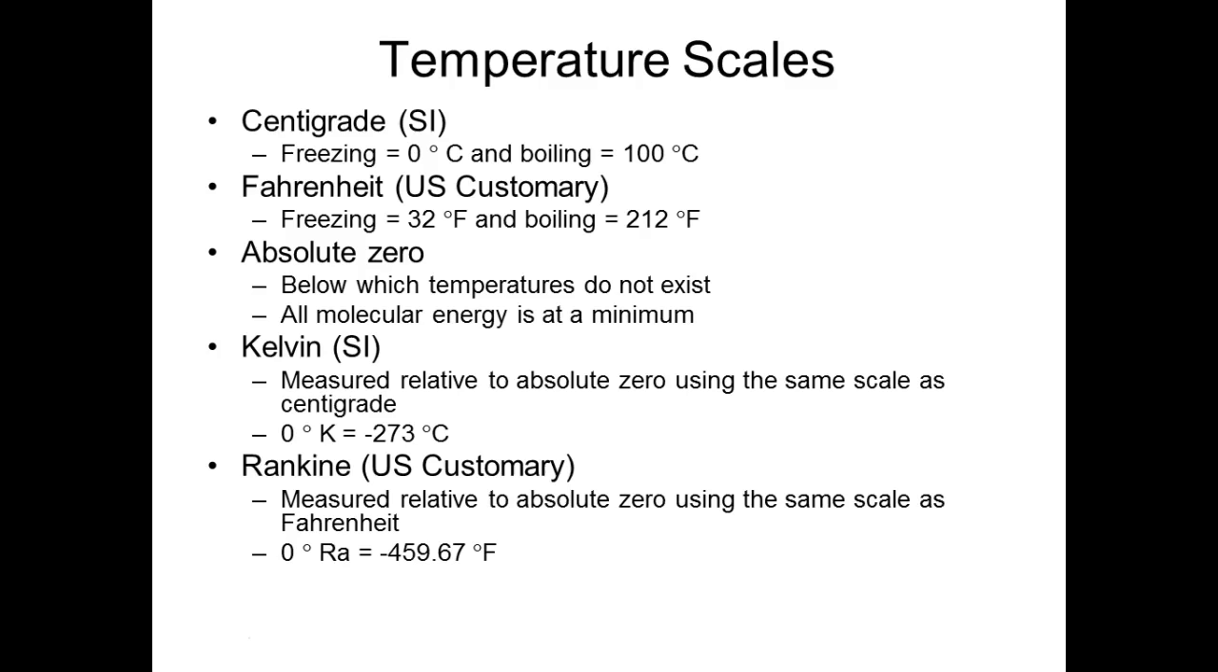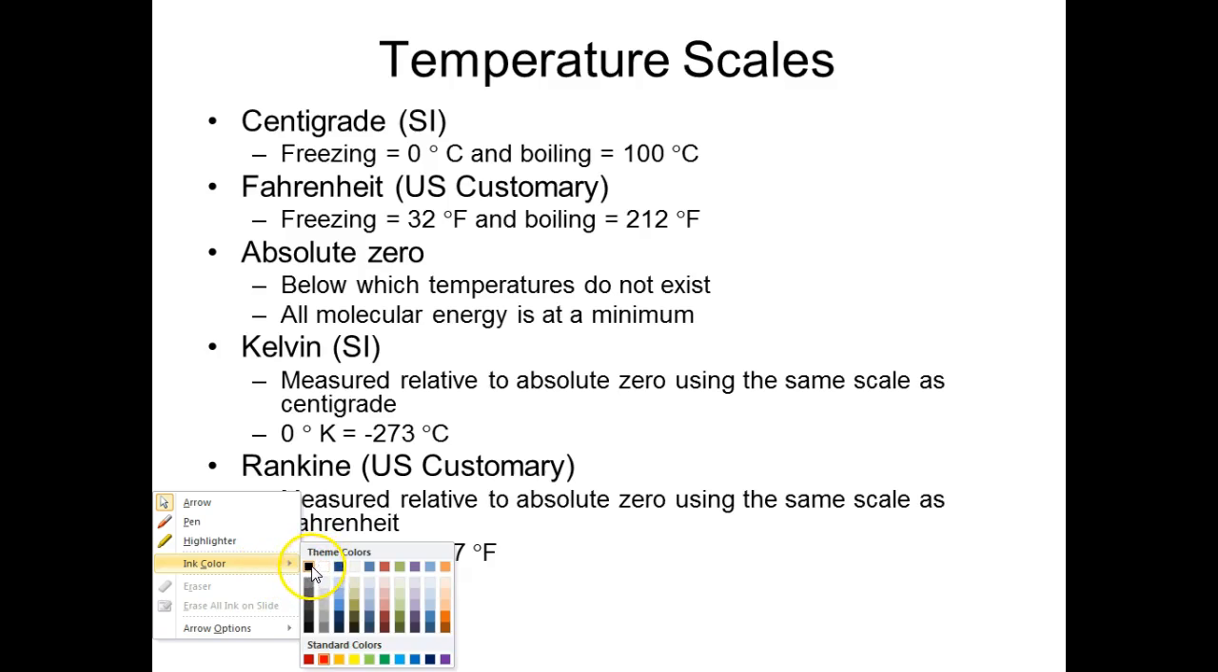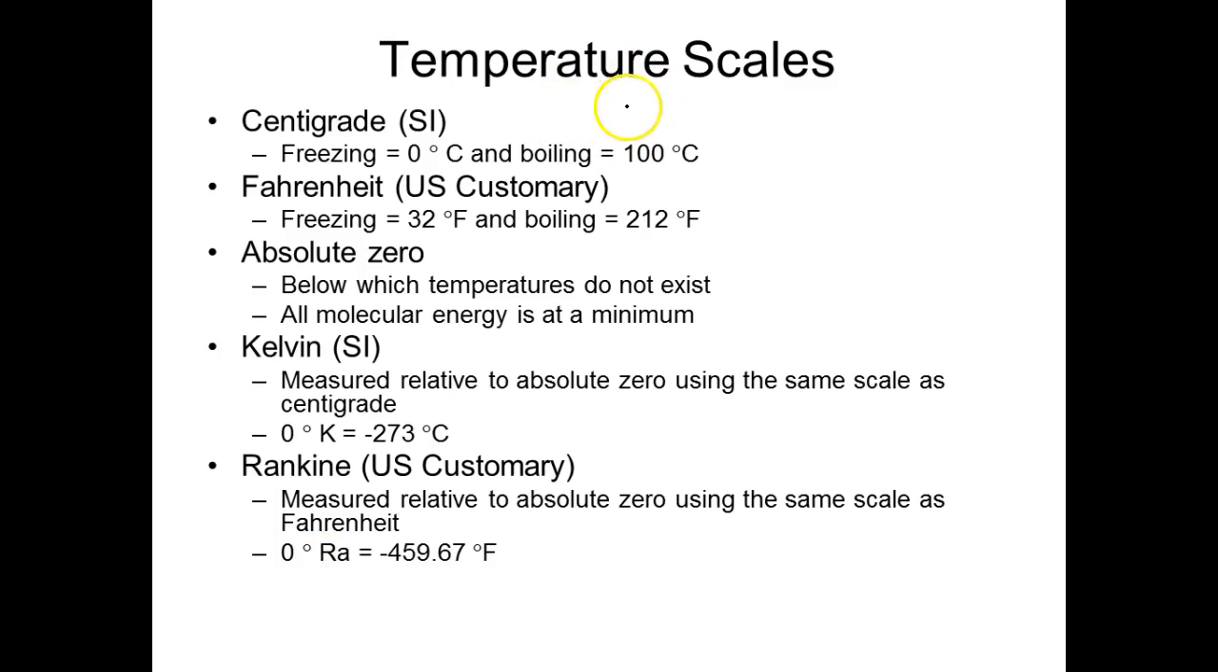So how do you convert from centigrade to Fahrenheit? Here you use 9/5. So you'd go from centigrade to Fahrenheit: Fahrenheit equals centigrade times 9/5 plus 32. And if I was going from Fahrenheit to the centigrade scale, centigrade would be equal to 5/9 times Fahrenheit minus 32.